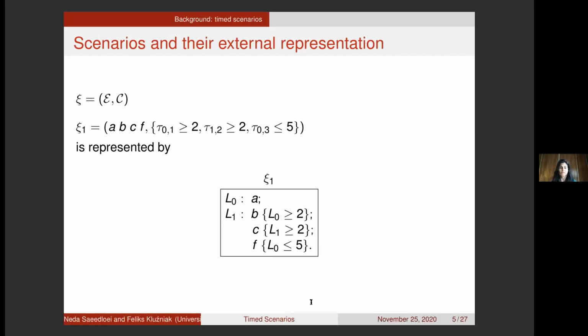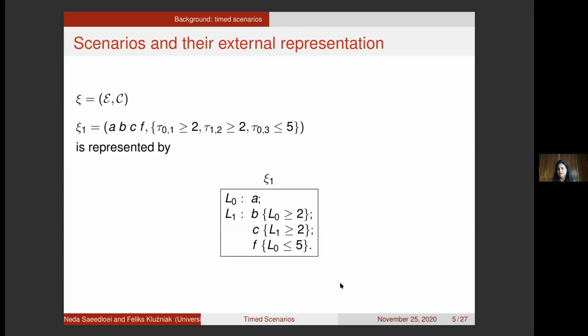Or similarly, we want the time difference between event 0 and event 3, which is the last event, to be at most 5 units of time. And we are representing scenarios in a simpler way, something that is more suitable for human consumption. In particular, we are looking at the box at the bottom of this slide.